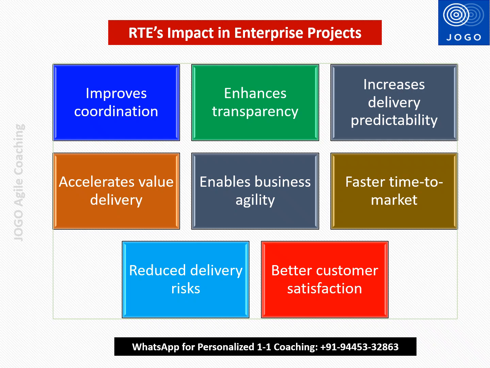The fourth impact created by an RTE is accelerated value delivery. So in the SAFe or agile environment, we will always plan to deliver the high value item or value add item. The prioritization will be done based on the business value of the backlog. RTE will help to accelerate the value delivery in the enterprise software. This is the fourth impact.